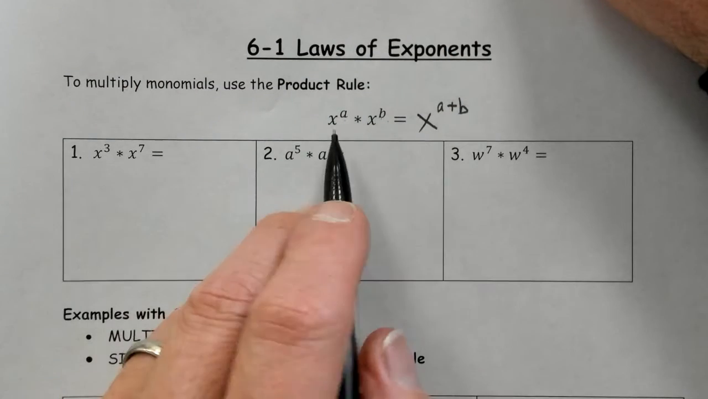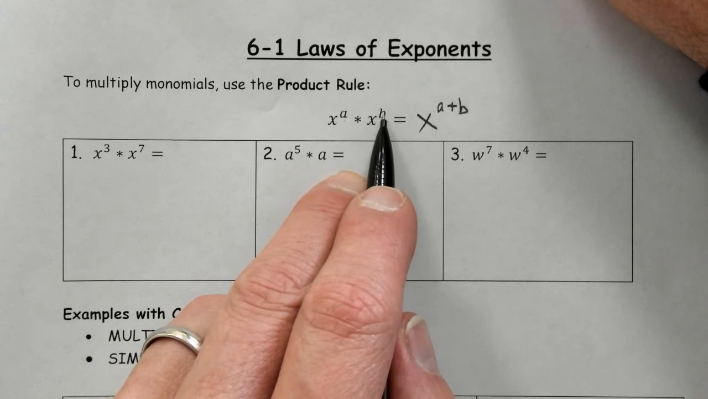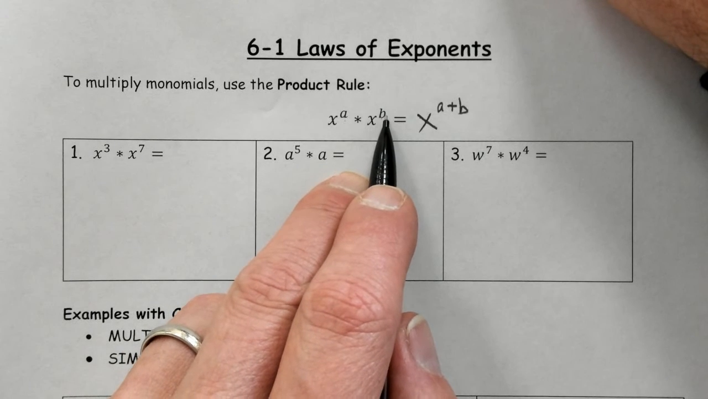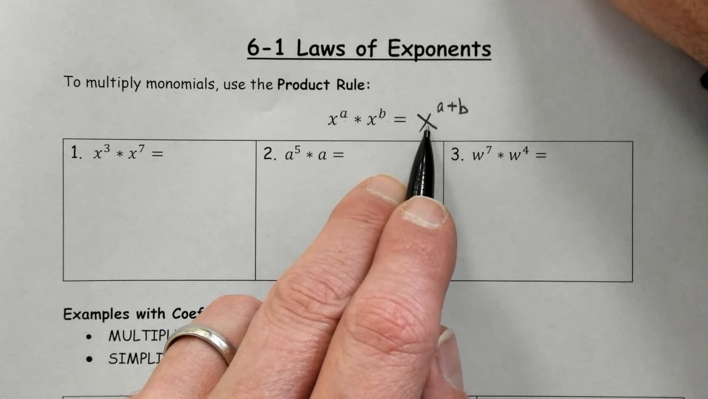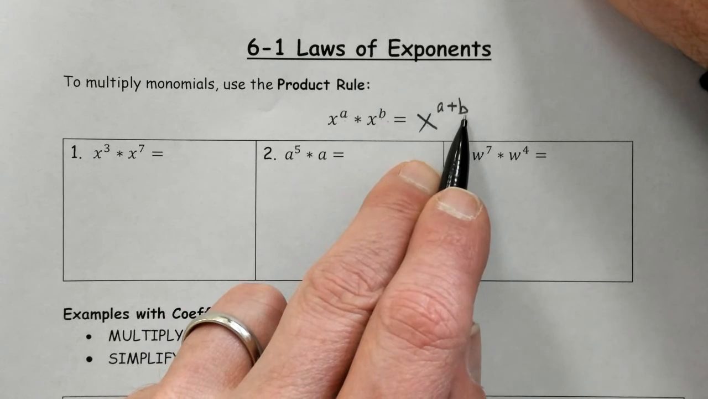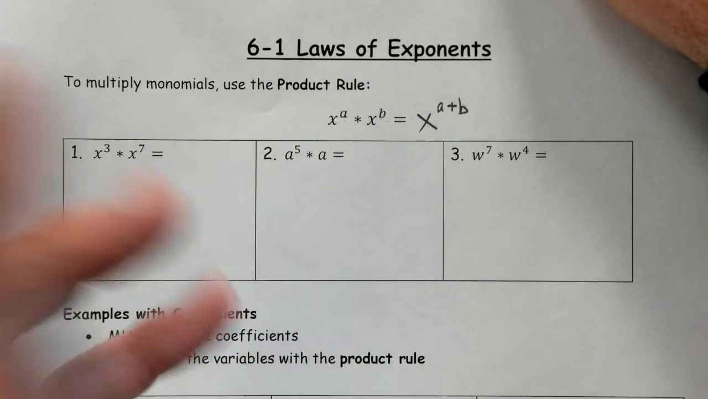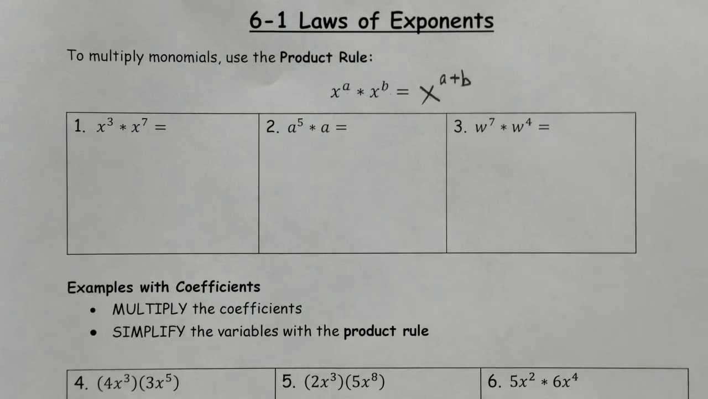So for example, if this one was x squared and this one was x to the third, then to get the simplified answer, I would take the base x, and then go to the 2 plus 3 power. So 2 plus 3 makes 5. In that example, it would be x to the 5th. All right? So let's run through some examples so that you can see what we're talking about here.